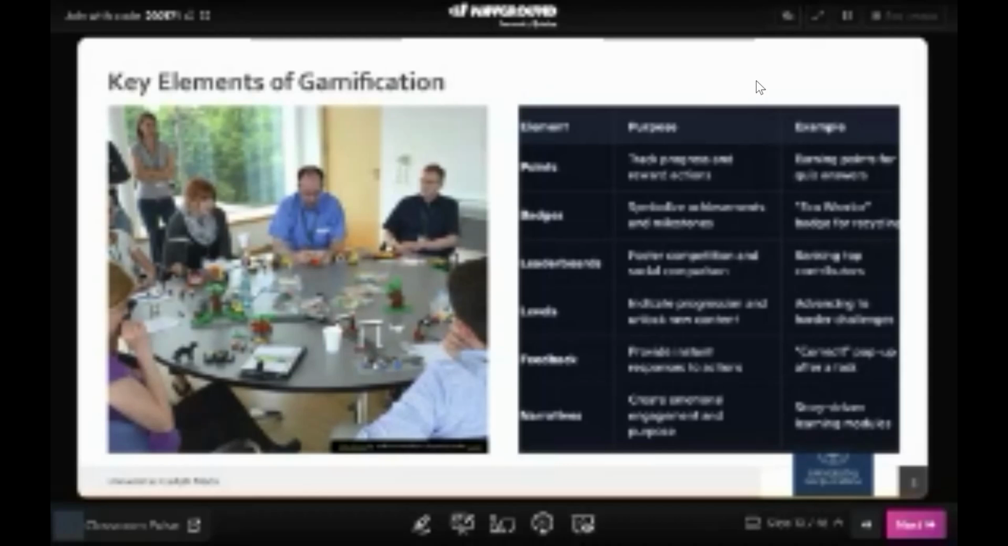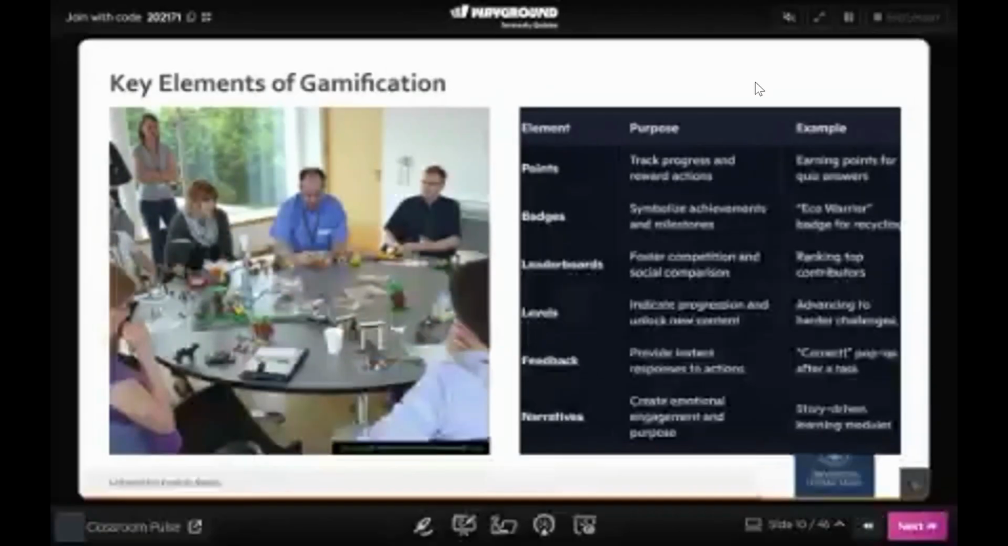And the third element is the leaderboard. Just imagine you are doing some virtual runs, maybe in Strava or something like that, and you have a leaderboard that shows how far a person goes. They measure the GPS movements and how many kilometers, and after that they put it on the leaderboard. That is a part of gamification.